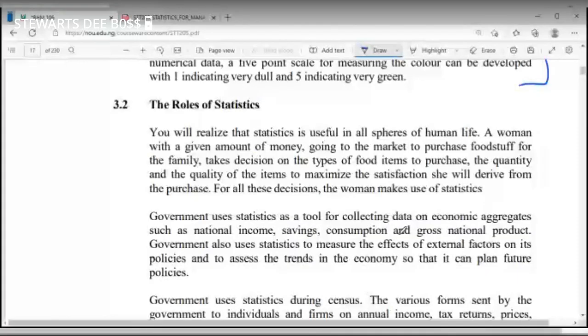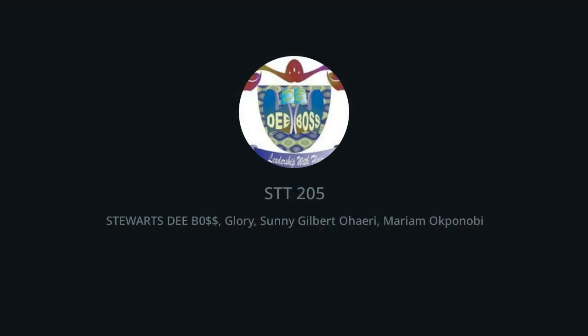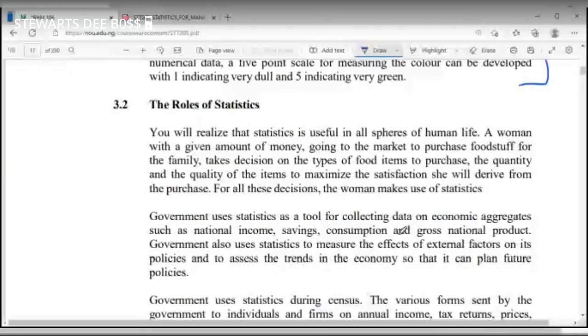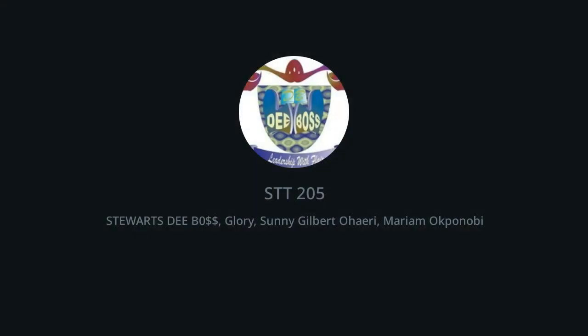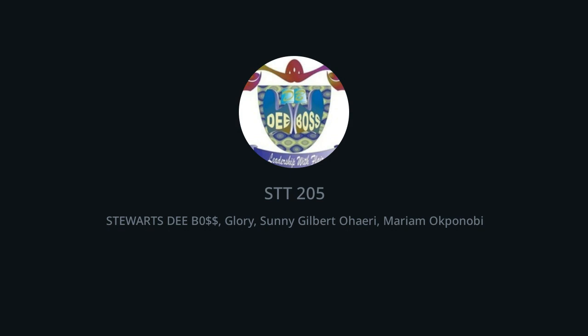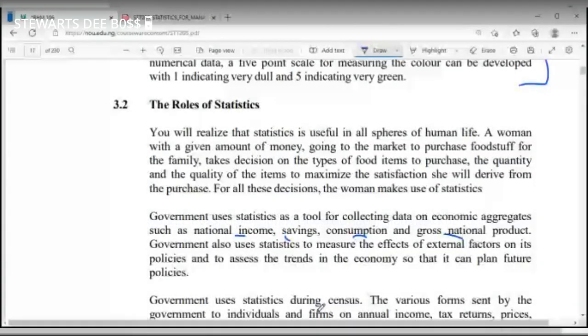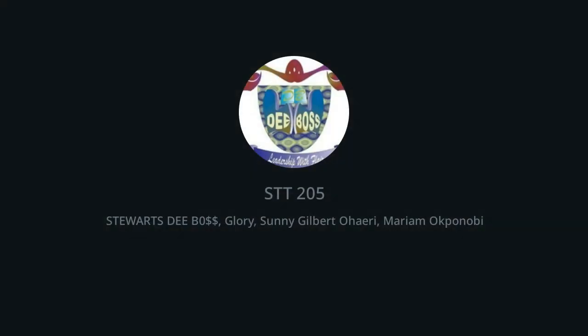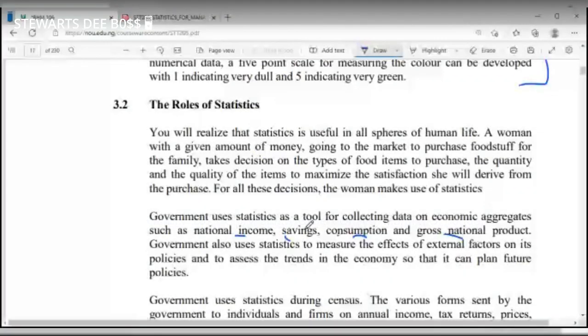Away from that, we now talk about government. Government uses statistics as a tool for collecting data on economic aggregates. The economic aggregates, we saw this in our ECO 122 when we were talking about macroeconomics. So there you have national income, we have savings, we have consumption, and then gross national product. All these are economic aggregates. They are aggregates because they cut across every fabric, every part of the economy, not just one aspect.